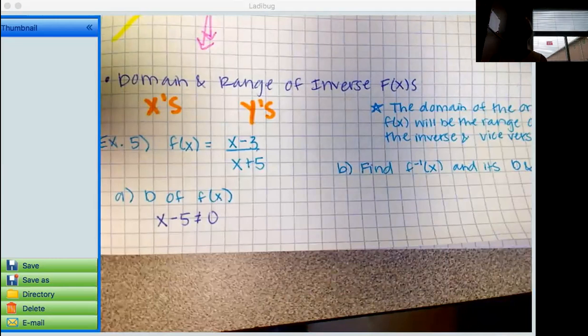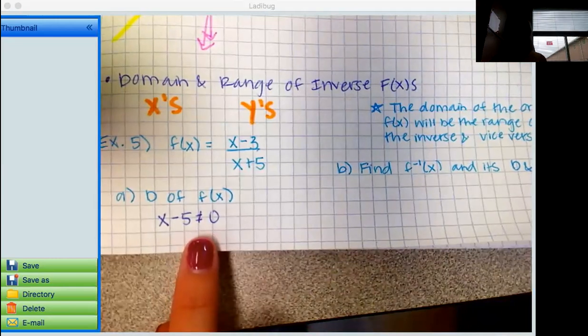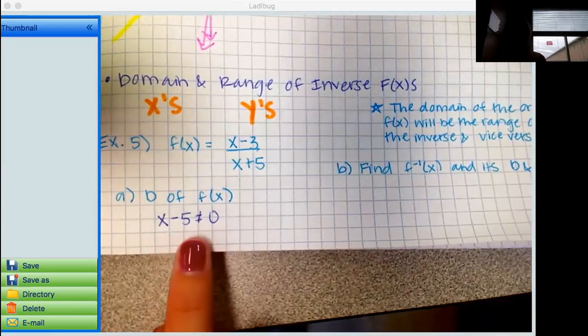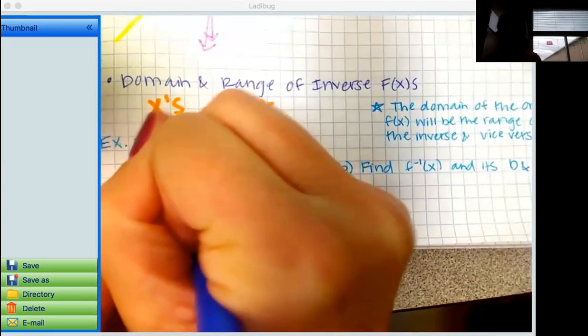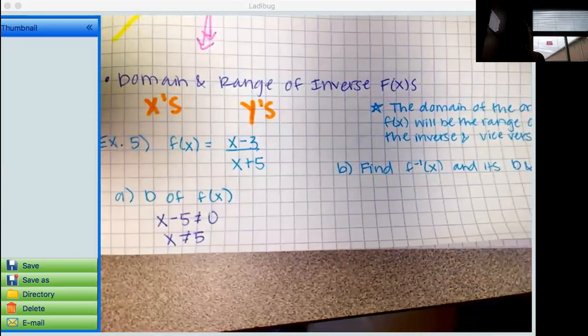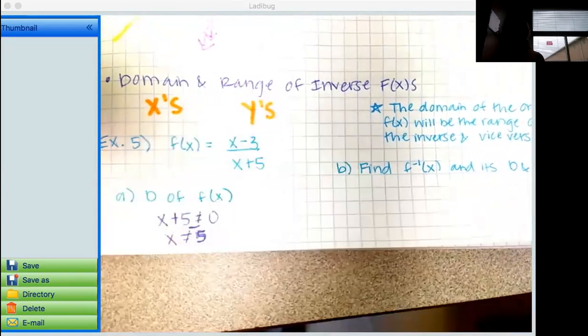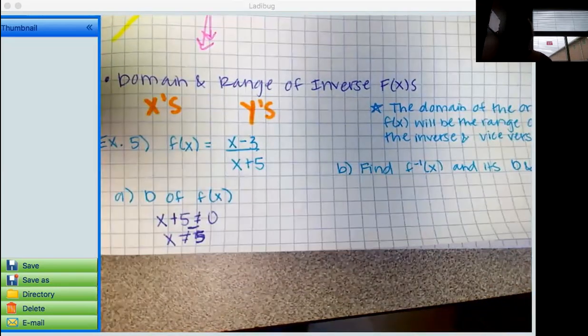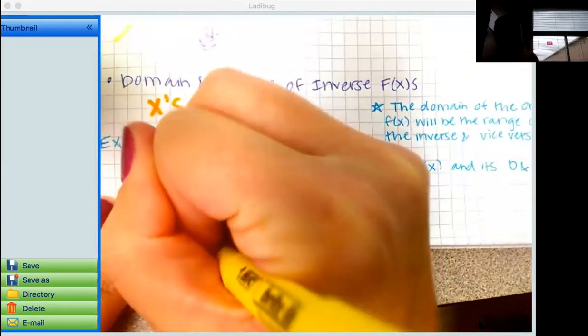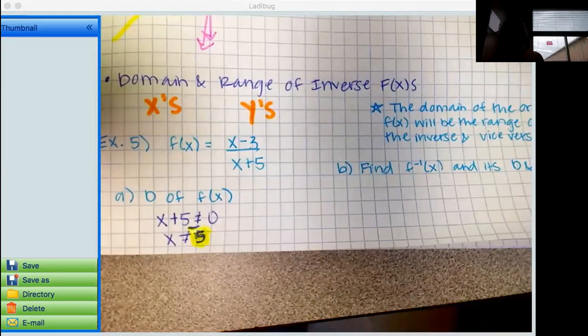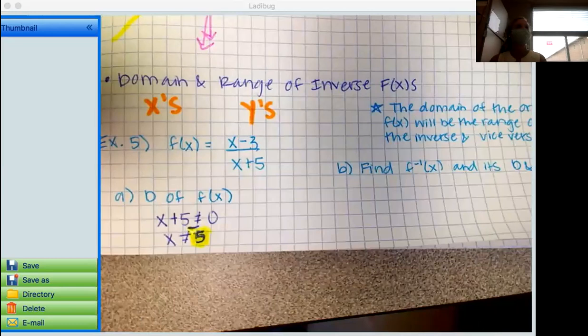So what would the domain be? That means x cannot be what? Good. Thank you, Pradnia. X cannot be 5. You okay? Oh my God. Thank you. X cannot be -5. Thank you. The ADHD is real. I told y'all you got to correct me. Thank you, Mary. X cannot equal -5.